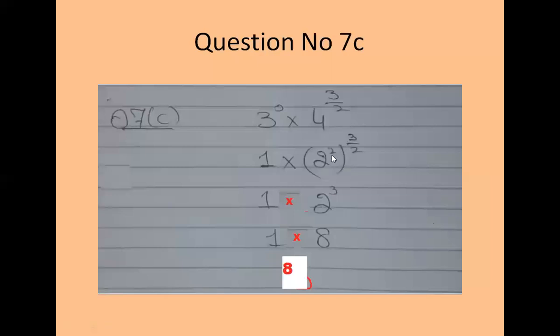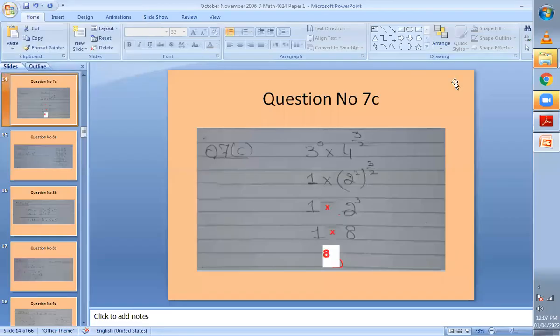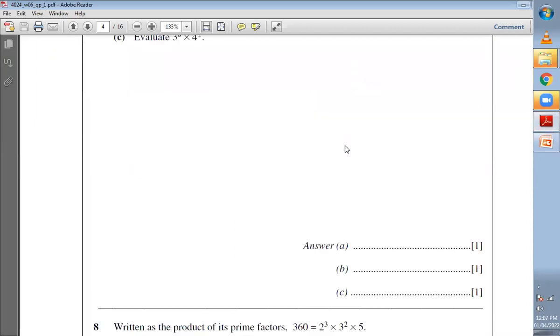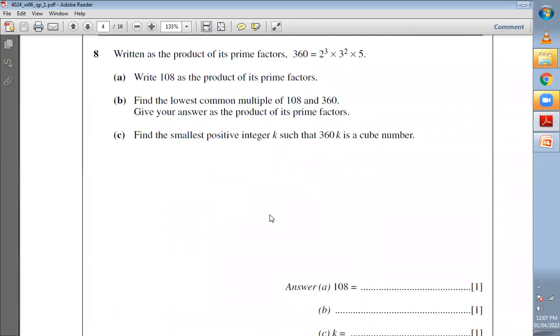The power of the power multiplies. When this 2 will multiply with 3 by 2, 2 and 2 will be cancelled. You will have 2 raised to power 3 only. So 1 multiplied by 2 raised to power 3 is 8. And 1 multiplied by 8 is 8. So the answer to question number 7, C part, is 8. So question number 7 is done. Hopefully you understand. This was a 1 mark question.